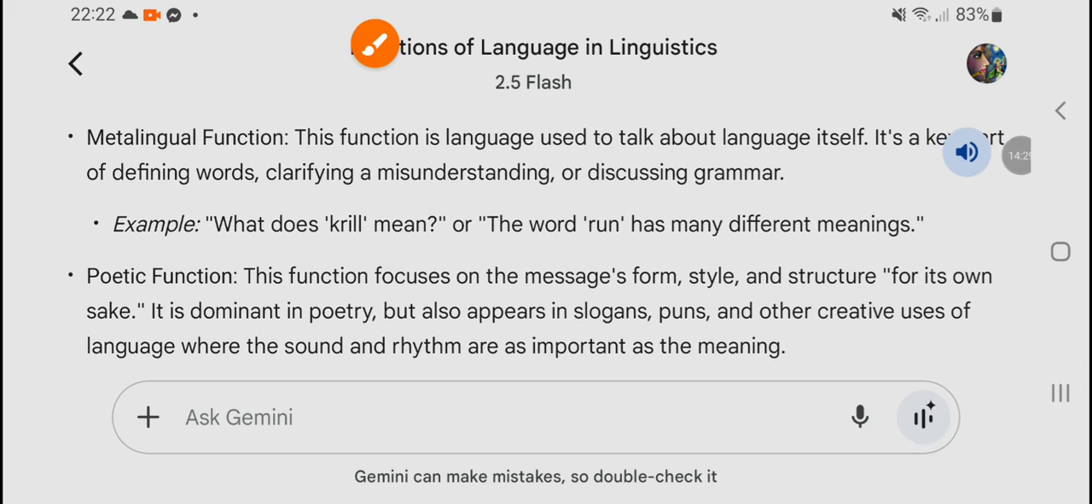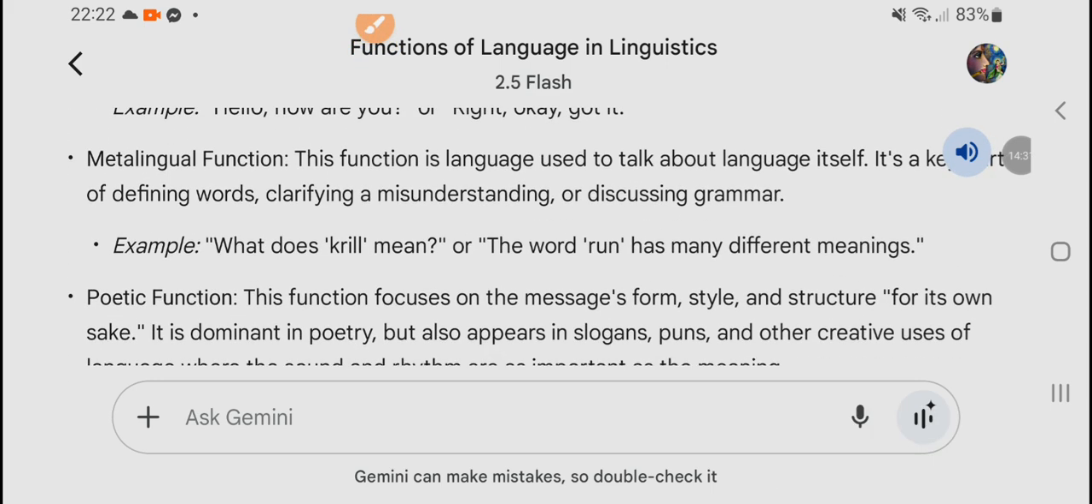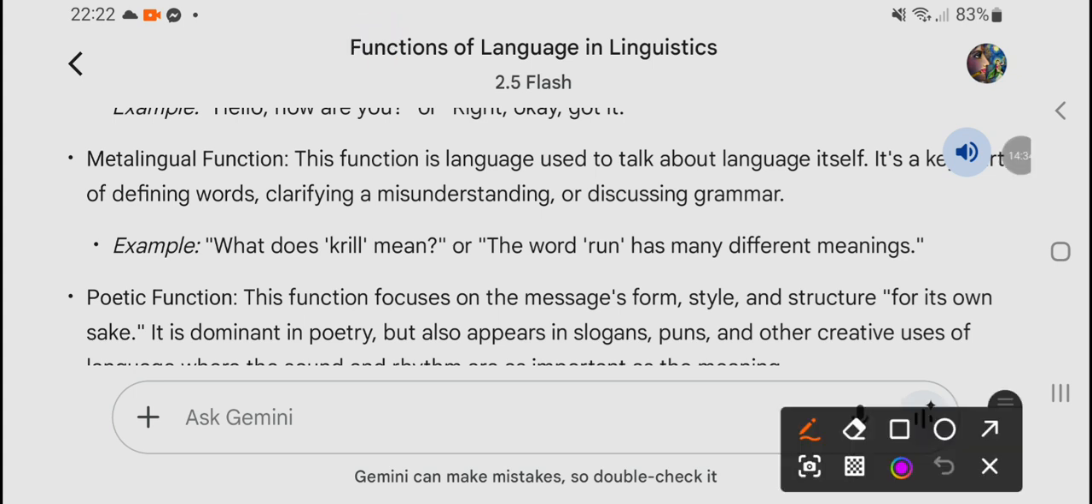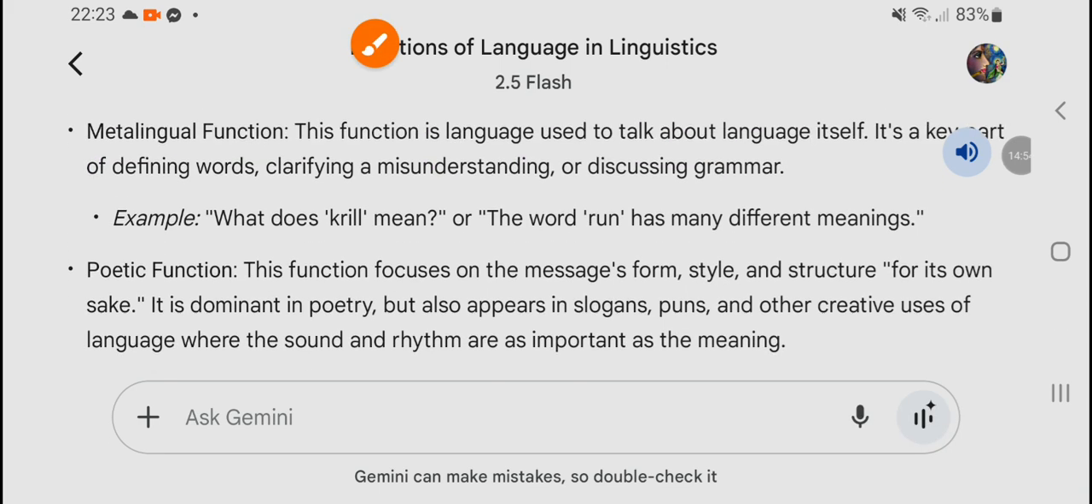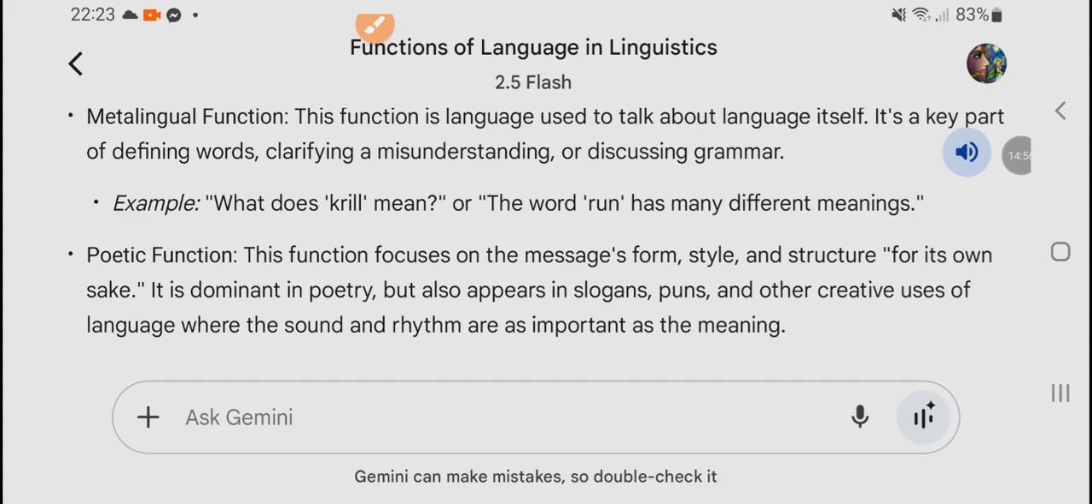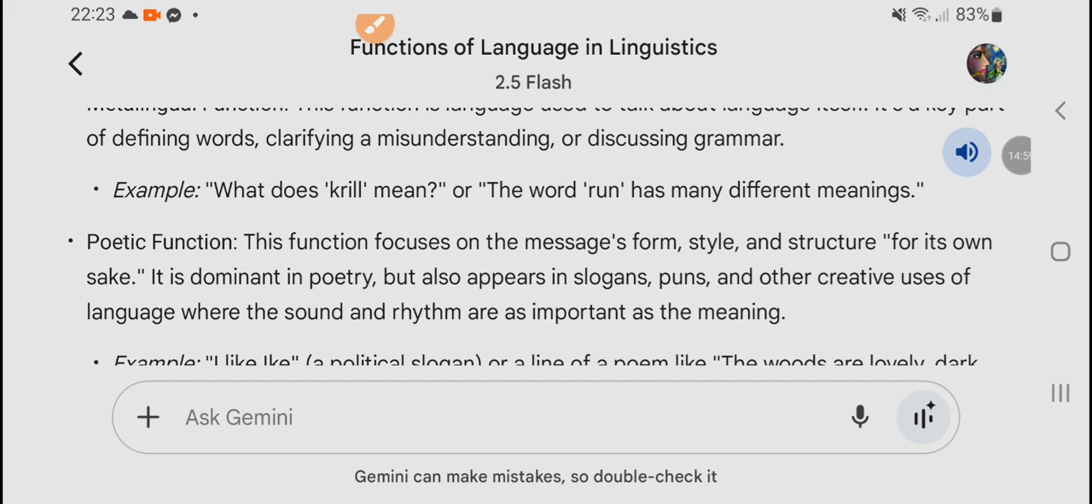Now next is metalingual function. Metalingual function is when language is used for teaching language, right? The function is language used to talk about language itself. Means language is used to talk about language itself, right? It is a key part of defining words, right?